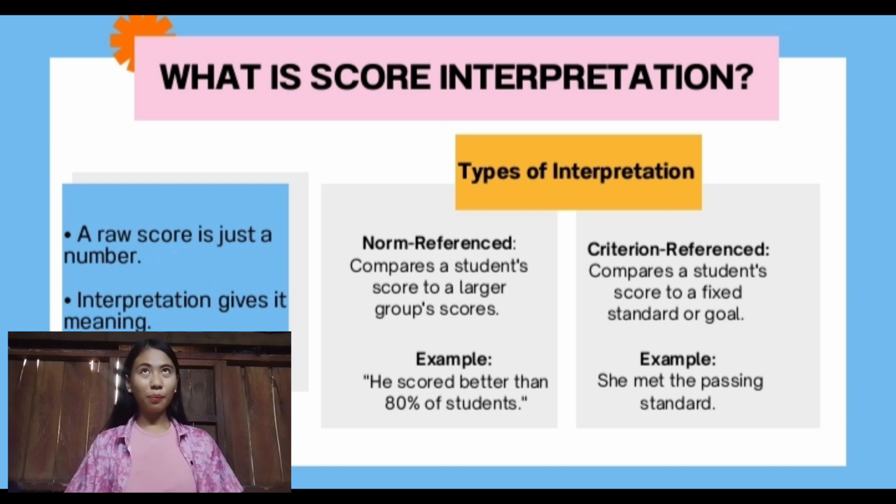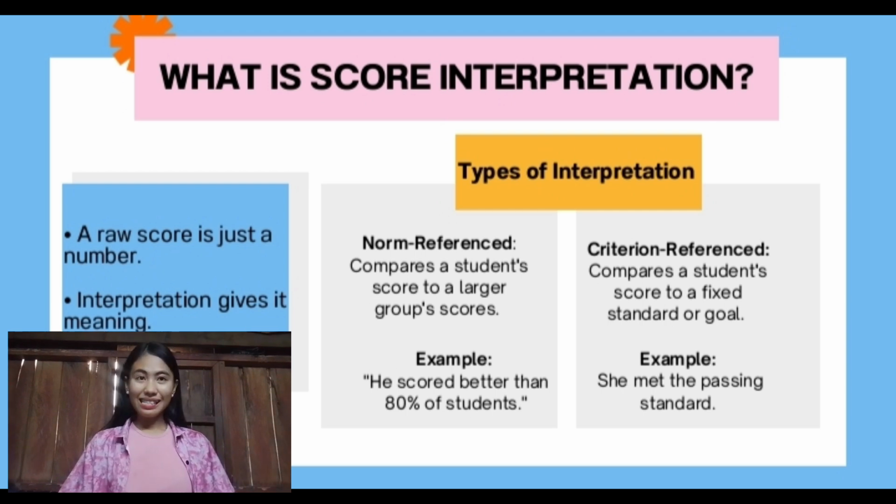For example, whenever we have an exam or quizzes, the teacher or the instructor has a passing score. So they have a standard for you to meet in order to pass. That is the criterion reference, which is comparing your score to a standard or passing score. Let's go to the next slide.